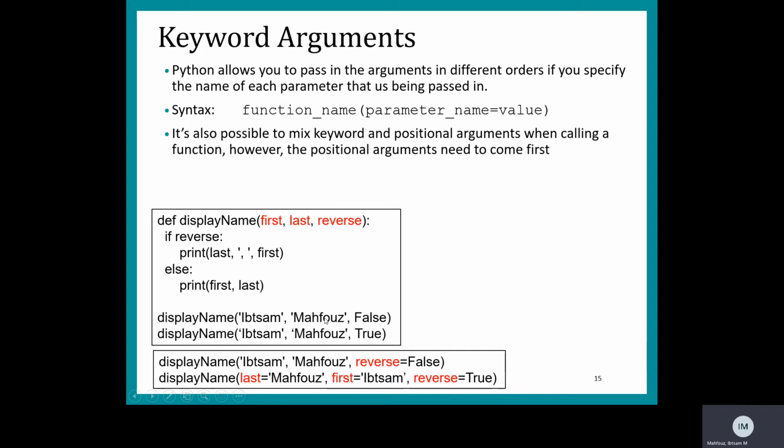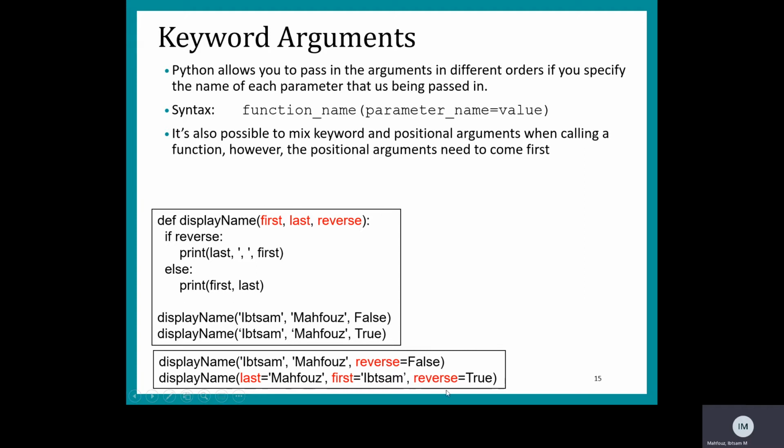But what you can also do is give them names. If I don't remember if it takes the first and last first, or what, I don't remember the order, what I can do is I can say, well, I want to call display name with the last name being that, the first name being that, and the reverse is true. So this line of code is going to be exactly like this line of code where I say display name first, last, and true. I could also just say this is my first name, this is my last name, or I want the reverse flag to be false. So those are just different ways you can call the method, the function, sorry.